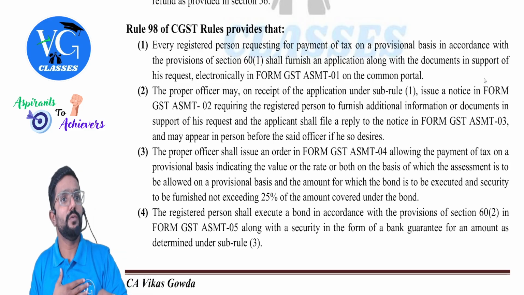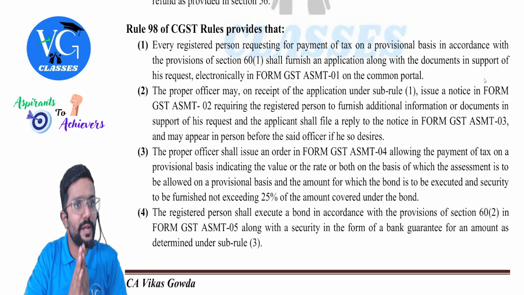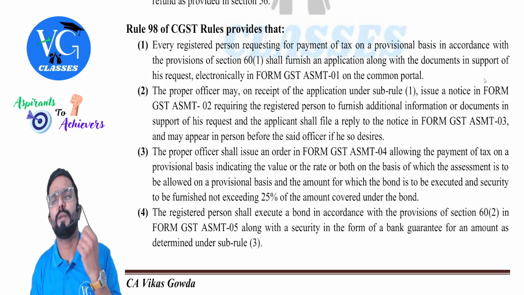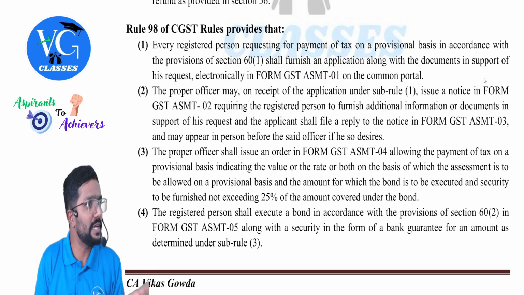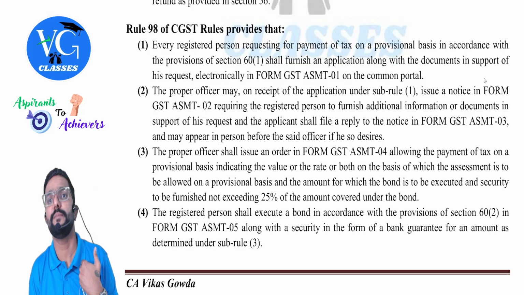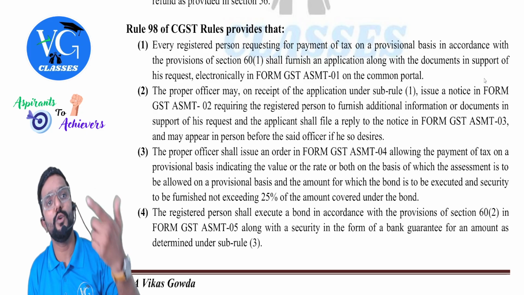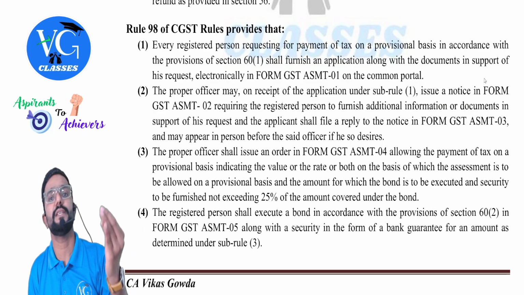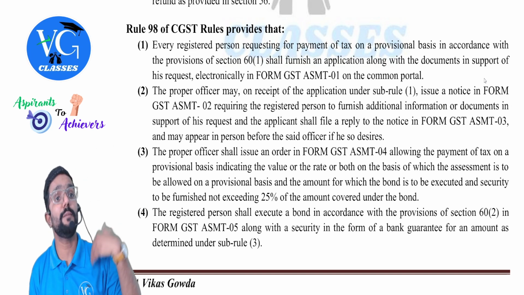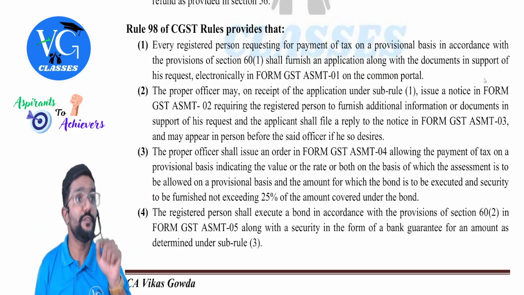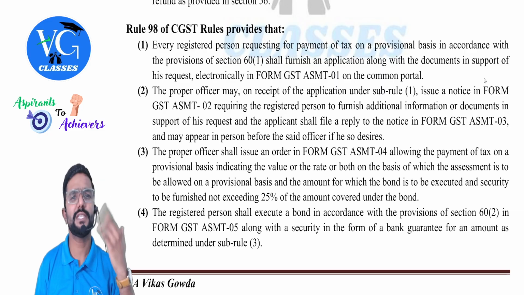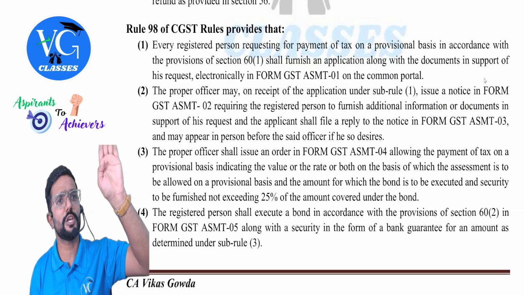Very simple. Now, I have made an application for you. You are a proper officer. I am asking you, sir, please do provisional assessment. Now, can you ask for any additional information? Yes. Now you have to do assessment on behalf of me, no? Can you ask for any information from me? Yes. For that, you will send a notice to me in ASMT 02. And for that notice, should I respond? Yes, in ASMT 03. Or if you ask me to come and meet you, should I come and meet you in person? Yes, only if you ask. Clear. If not, can you just ask me to send the details, information, documents? Yes.